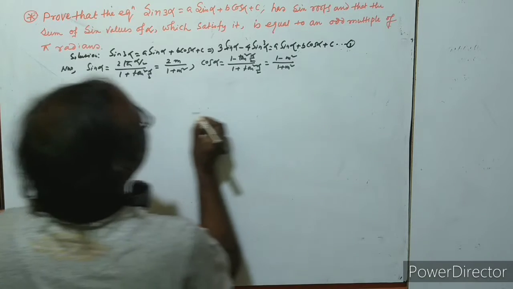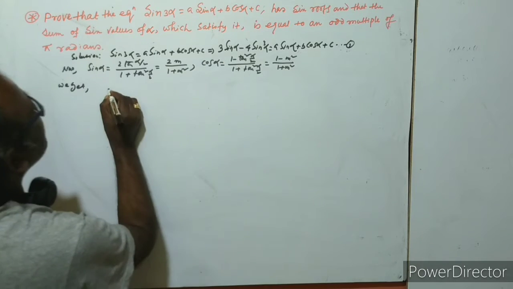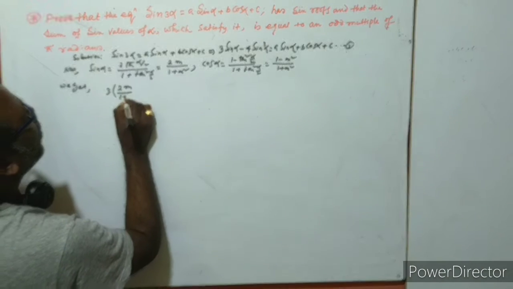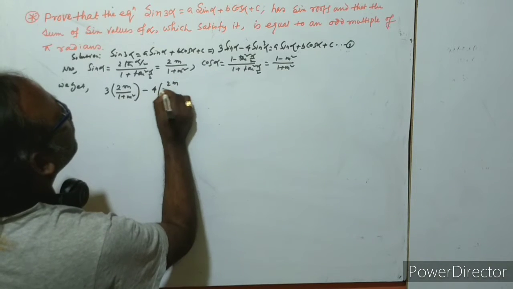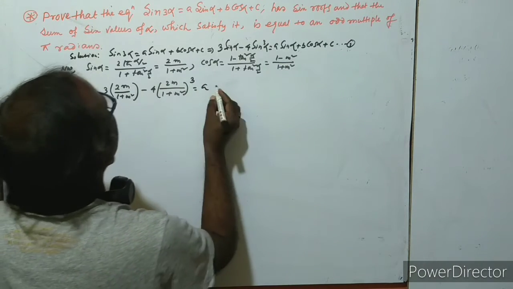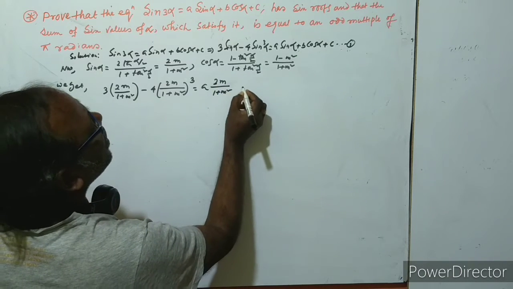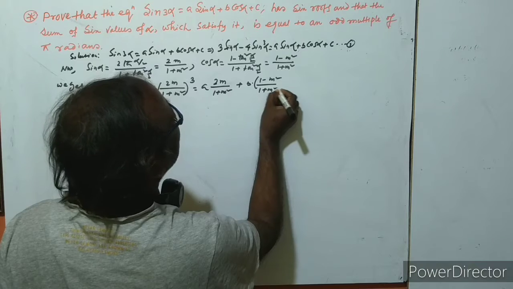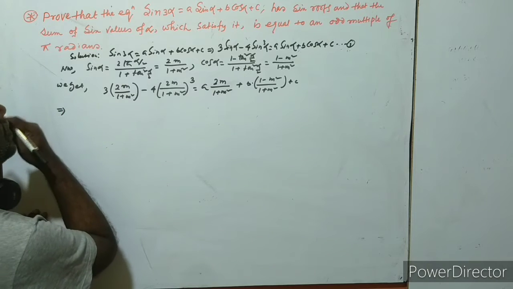Then we get 3 into 2m by 1 + m², minus 4 into 2m by 1 + m² whole cube, equals a into sin α, that is 2m by 1 + m², plus b into cos α, that is 1 − m² by 1 + m², plus c. Okay, and now simplify this equation.